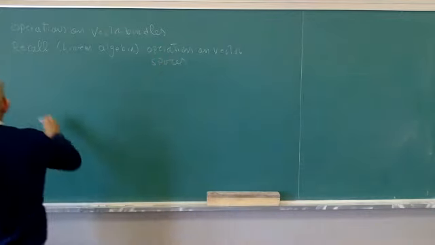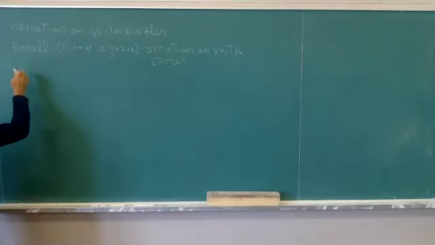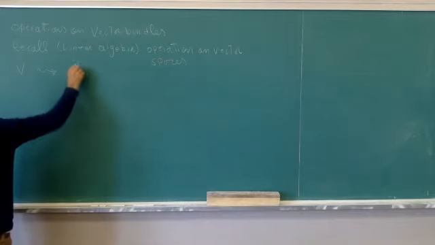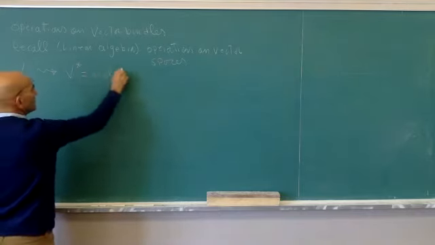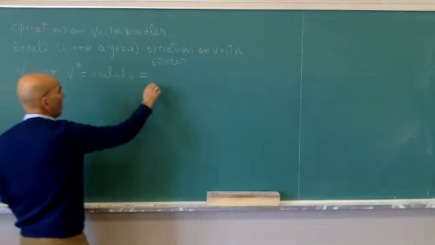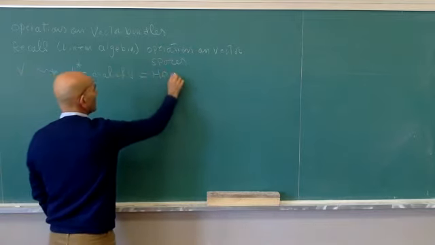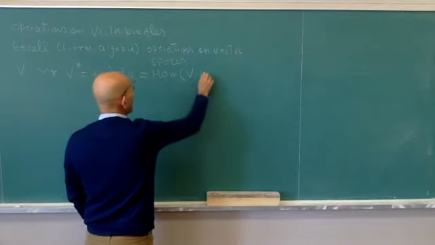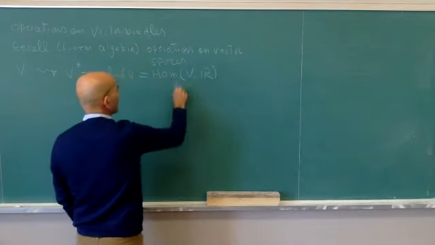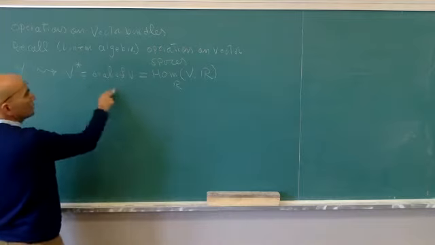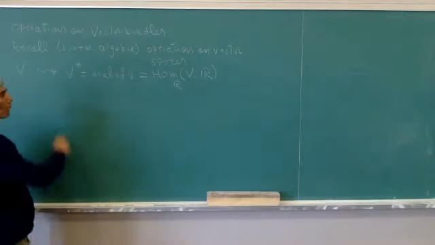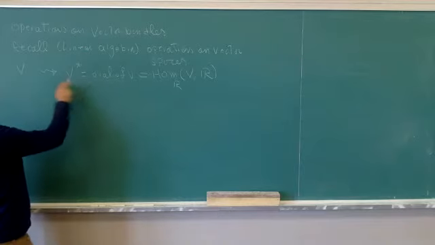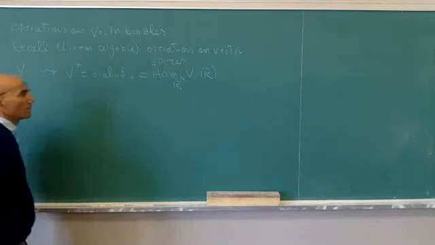So, for example, if V is a vector space, then you can construct V star, which is called the dual of V. This is Hom of V and R over R. So this is called the linear dual of V, and this is another vector space. It's called the dual space of V.